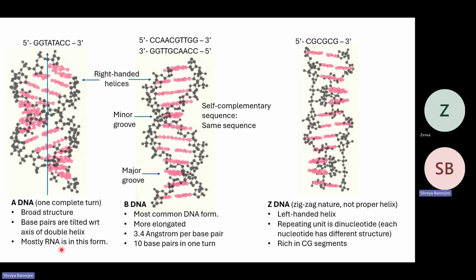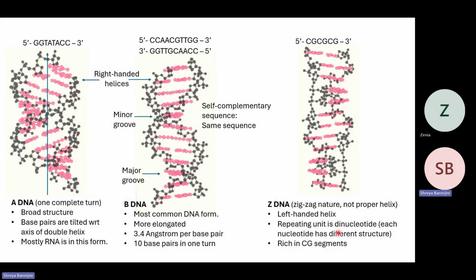And mostly RNA occurs in this form. So DNA is very rarely found in this form, but mostly you will find RNA in this conformation. The most rare kind of DNA is called Z-DNA, and it does not form a proper helical structure. It is kind of a zigzag structure. You can see these two are very clearly helices, but this is not. And this is a left-handed structure.